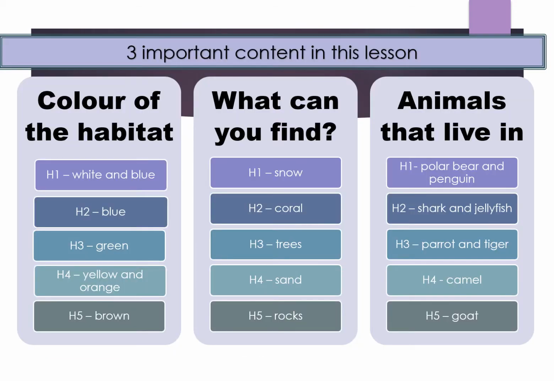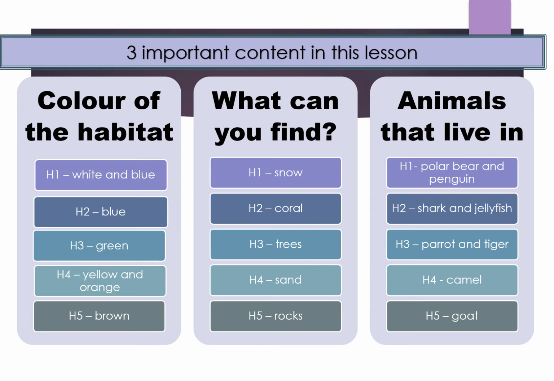So there are 3 main important contents in this lesson that you need to know. Number 1 is the color of the habitat. Number 2 is what can you find in the habitat? What are the things that you can see in the habitat? Number 3 is the animals that live in the habitat.